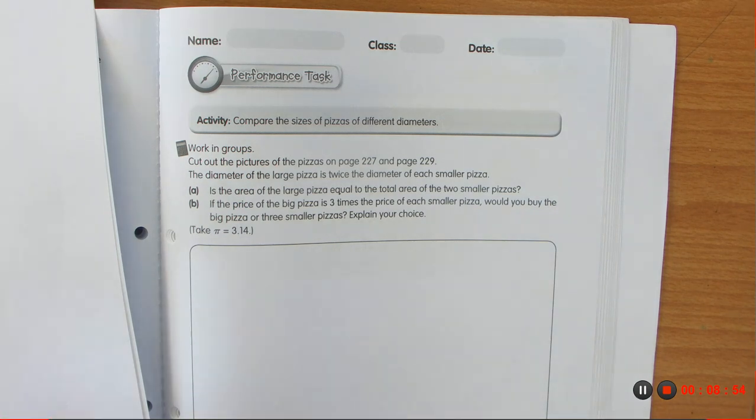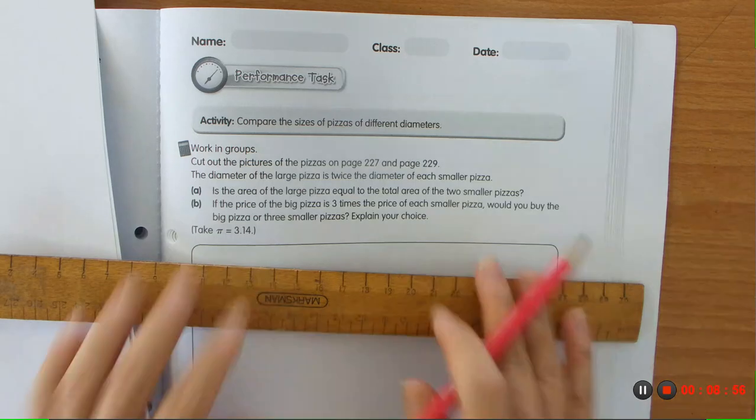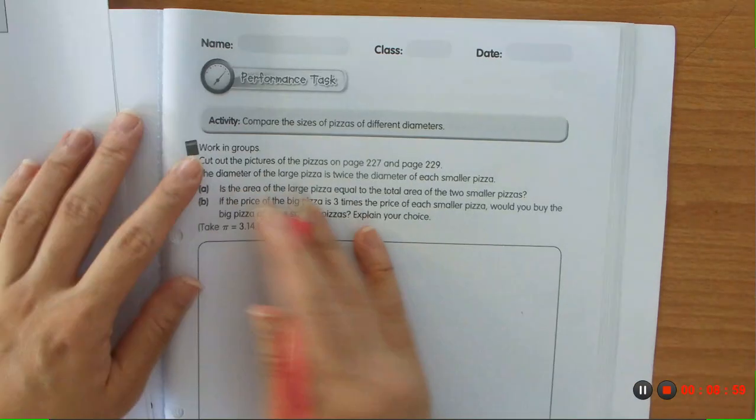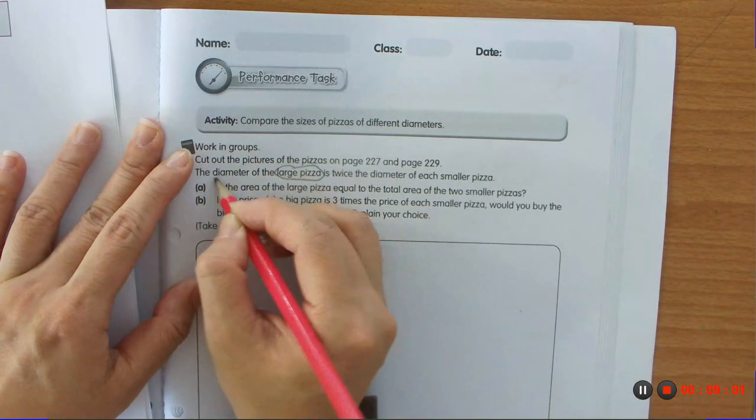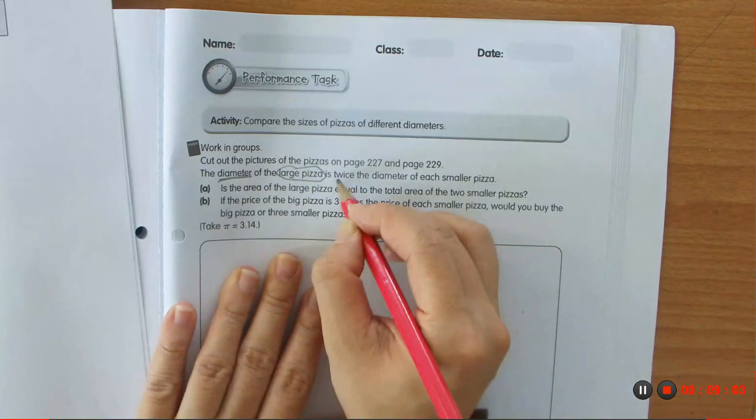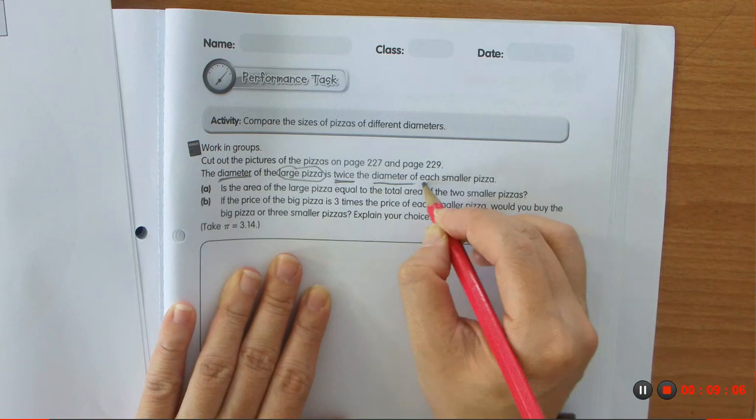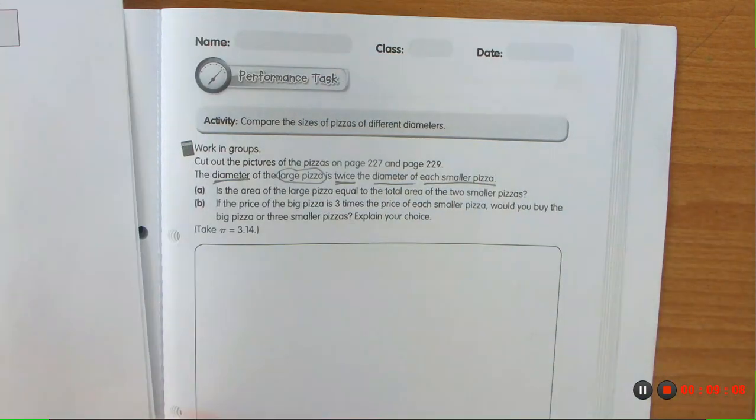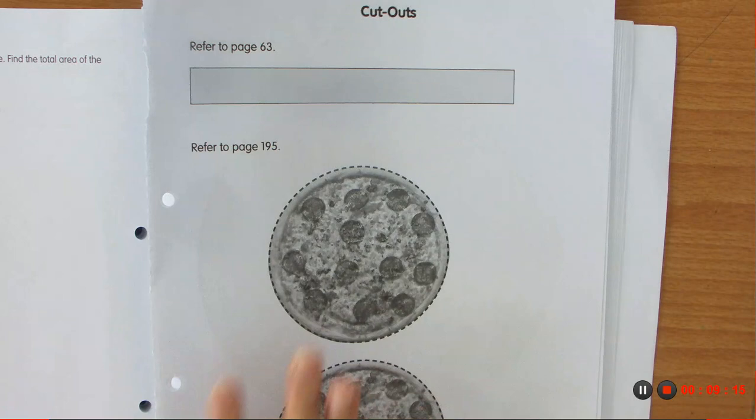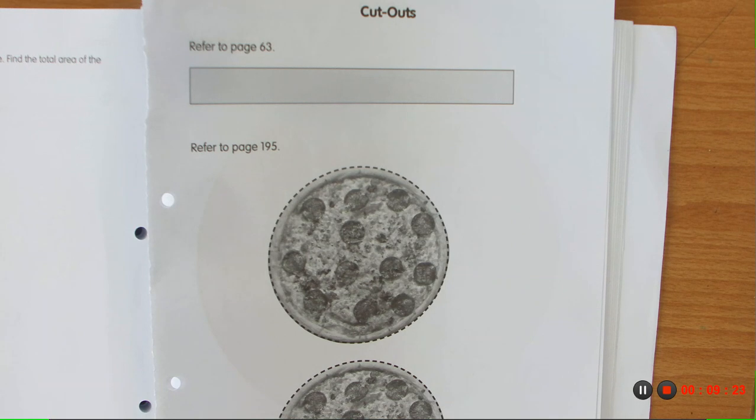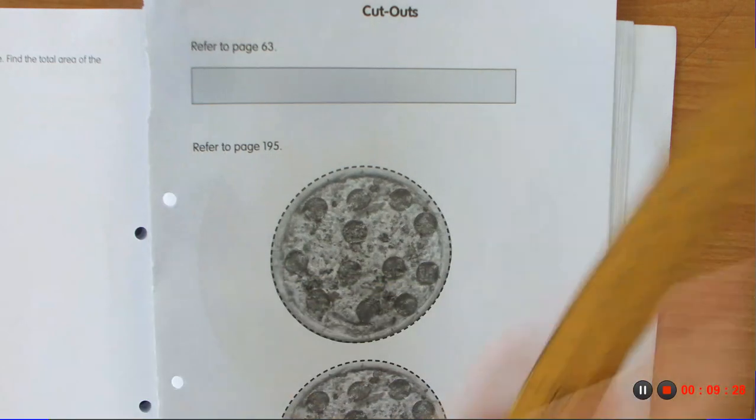Okay, so the story here says that the diameter of the large pizza is twice the diameter of each smaller pizza. Can you measure the diameter now to check? The two smaller pizzas here, right? The diameter, what's the diameter? The line across the pizza. Oh, your ruler is not enough. Okay, I'll use mine, okay?